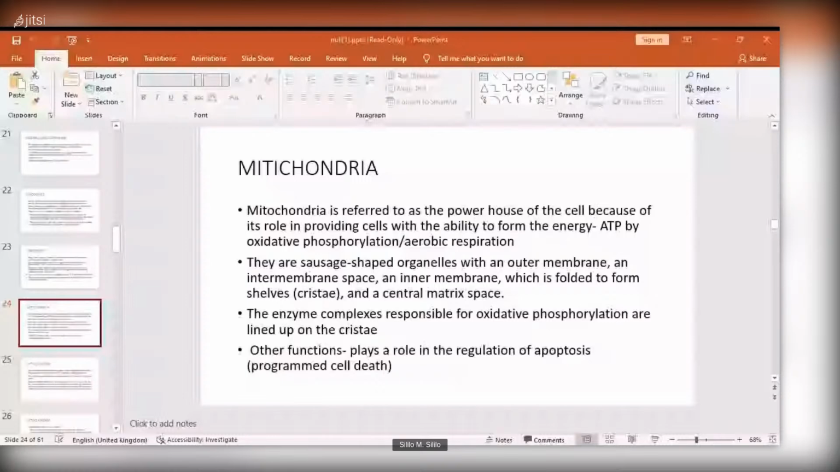In terms of the mitochondria, it's referred to as the powerhouse of the cell. Any other question?